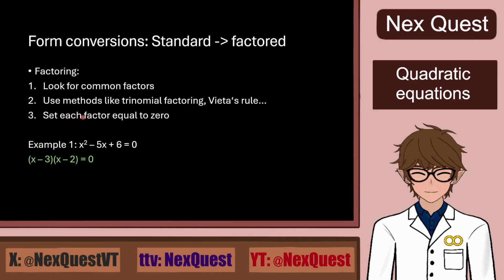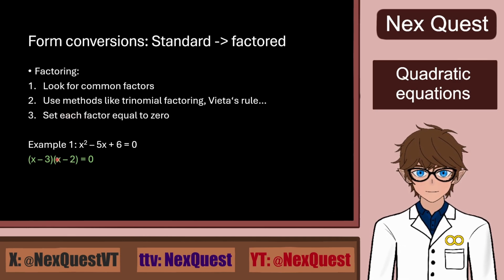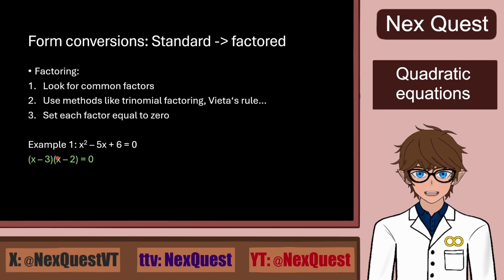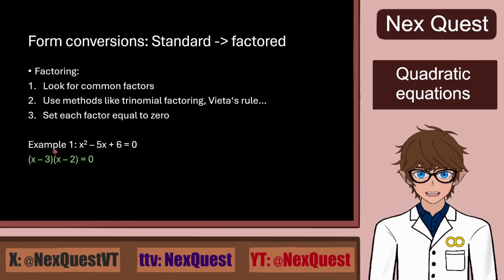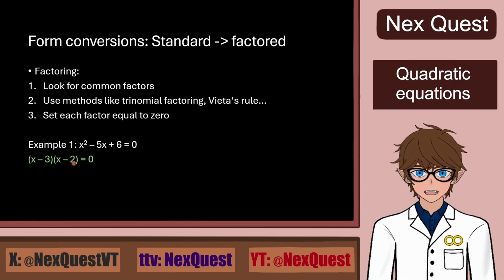So here you see that each factor equals 0. We use the property rule: when multiplying with 0, the entire thing is 0. So if either of these 2 brackets is equal to 0, the equation is correct.